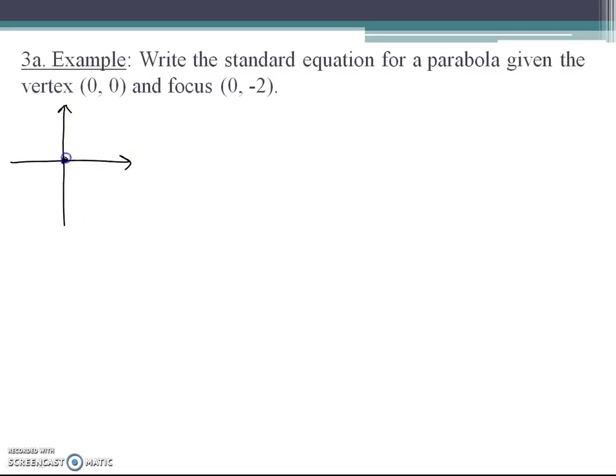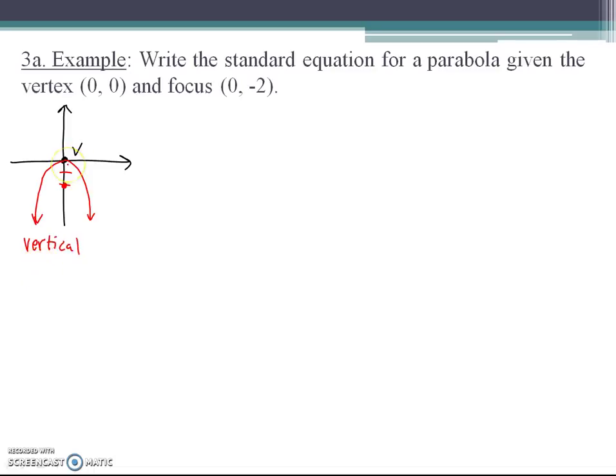Here's your vertex, and then your focus would be (0, -2). So what that indicates is that this parabola has to open this way. I have no idea how wide it is or anything else. I do know that since the parabola goes through the vertex and opens towards the focus, it is definitely a vertical parabola.